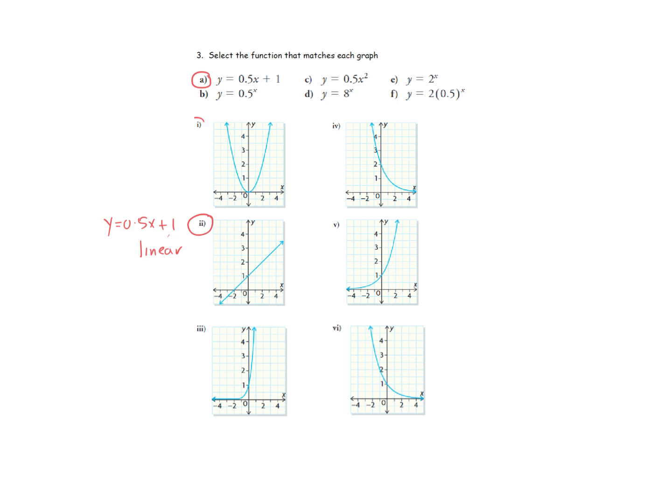Then I'm going to look at this one. This one is quadratic because it has produced a parabola. So when I'm looking at these equations, I want to see an equation that has x to the power 2, which is C. So those ones are fairly straightforward to identify. The rest of them are all exponential.